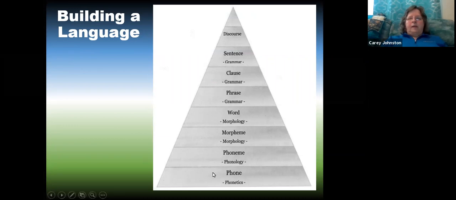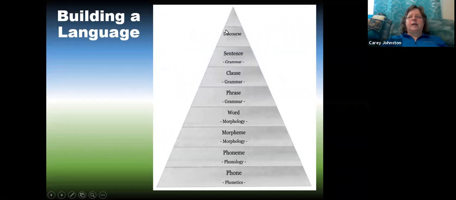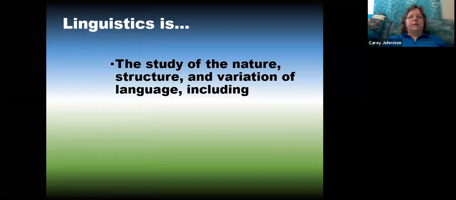And if we have here the phone, phonetics, the phonology, morphology, and the morpheme and the word, grammar and the phrase, the clause, and a sentence, and then how all these are put together for discourse or meaningful conversation or communication. So we'll be looking at all these in a little bit more detail down the way.